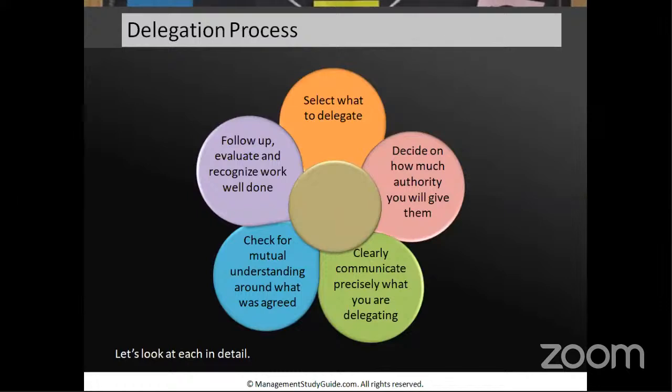Select what to delegate, decide on how much authority you will give them, clearly communicate precisely what you are delegating, and then check for mutual understanding around what was agreed, and then follow up, evaluate, and recognize work well done.